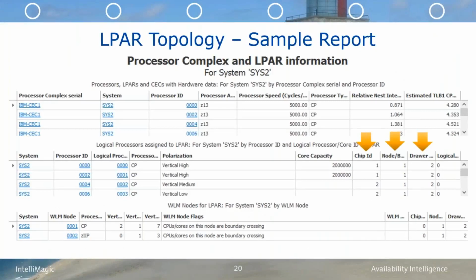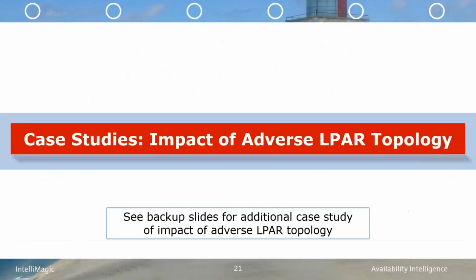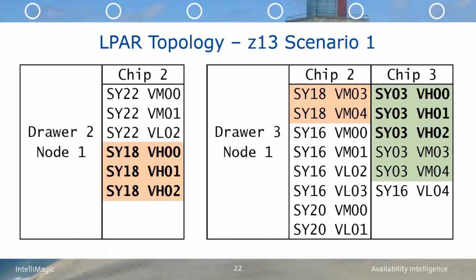For each logical CP, its chip, node and drawer are listed under the gold arrows. Now we're going to analyze data from 2 scenarios where LPAR topology has a significant impact. And there's a third scenario that will be in the backup slides. To do that, let's view the LPAR topology information in a more visual format.